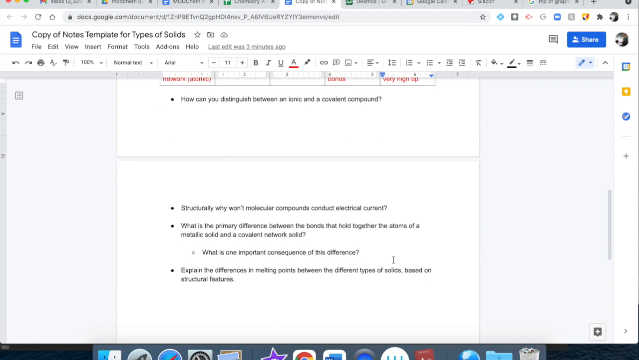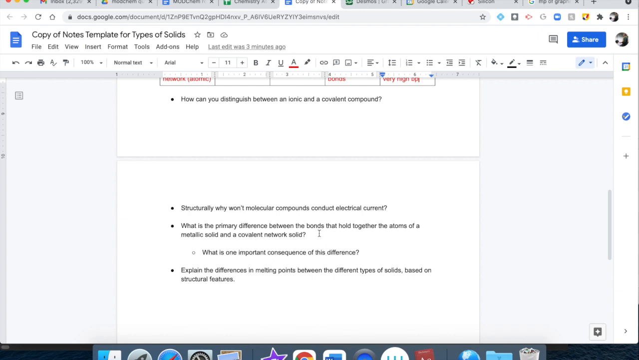Next question, what is the primary difference between the bonds that hold together the atoms of a metallic solid and a covalent network solid? So the covalent network solids that we saw were carbon, graphite to some extent, and then also silicon. The covalent bonds are localized to two atoms. So in silicon and in diamond, that pair of electrons that make that covalent bond belongs to one particular pair of silicon or one particular pair of carbon atoms. They can't move around. They're localized.